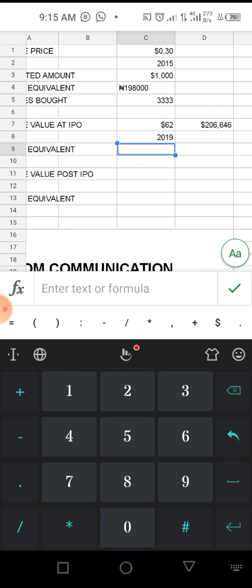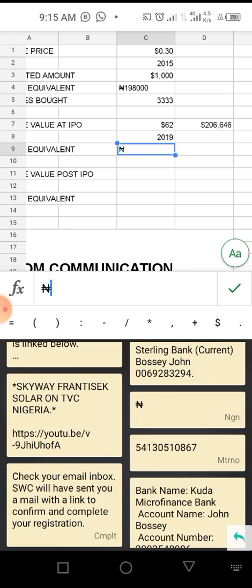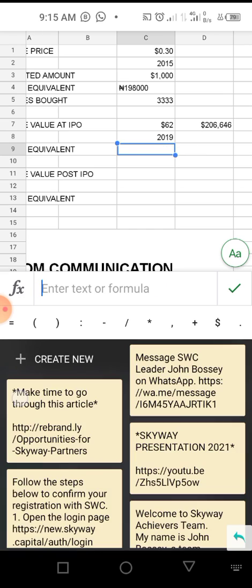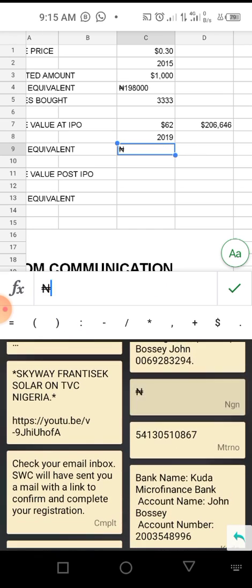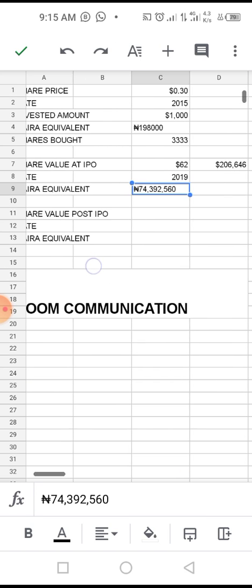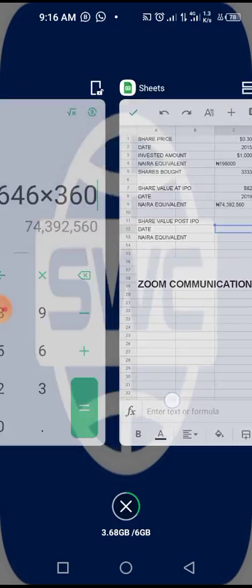So we have, let me get the naira sign. We have 74,392,560 naira. Now let us look at the current value of Zoom shares.